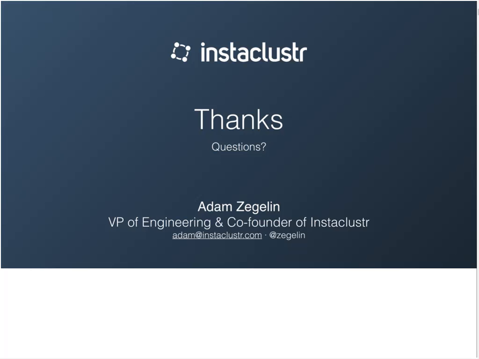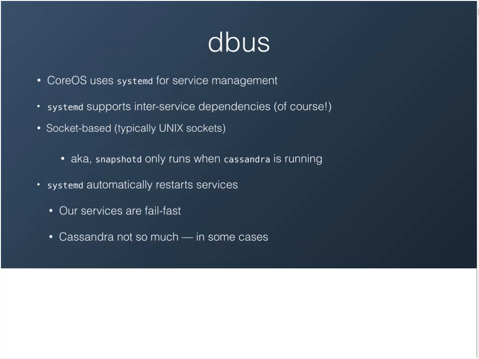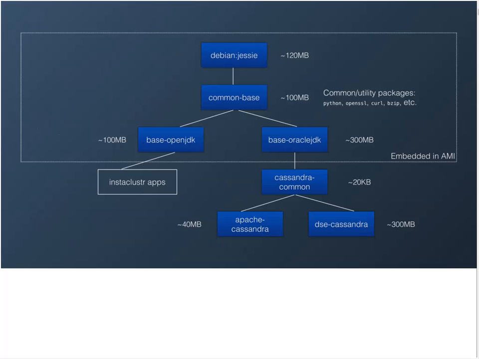So I'll just go back to the slide where I gave the layout. Where is that? So this here. So you see that we have an image for Apache Cassandra down the bottom on the left there, and it depends on a common image, which depends on the Oracle JDK image, which depends on a base image, and so on.